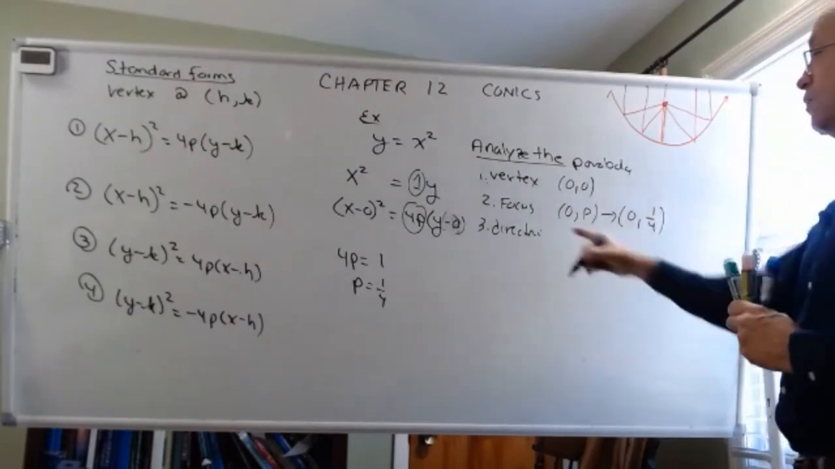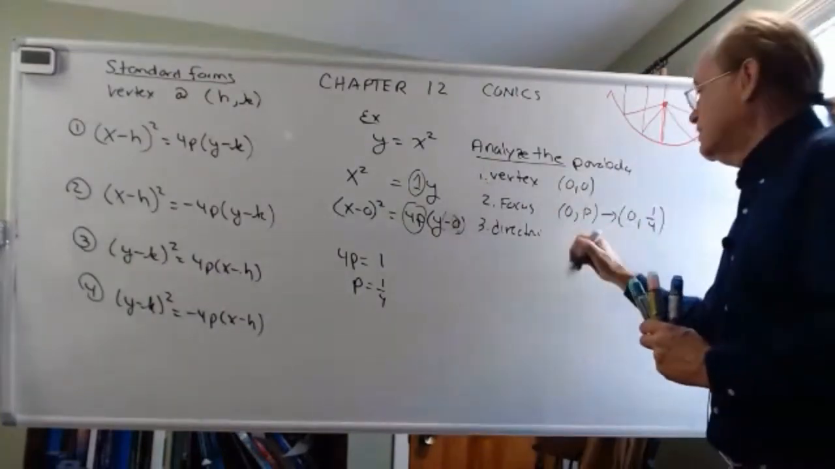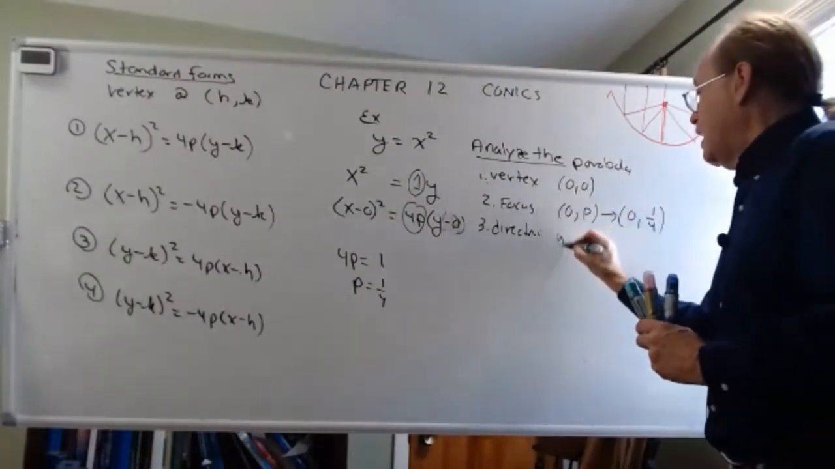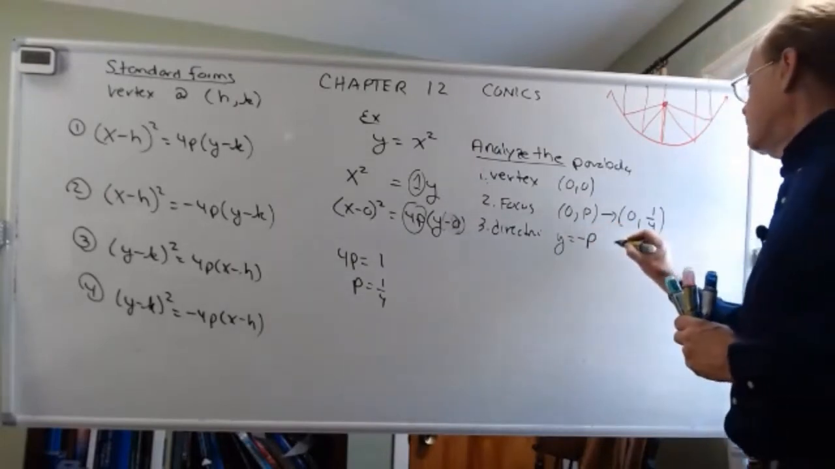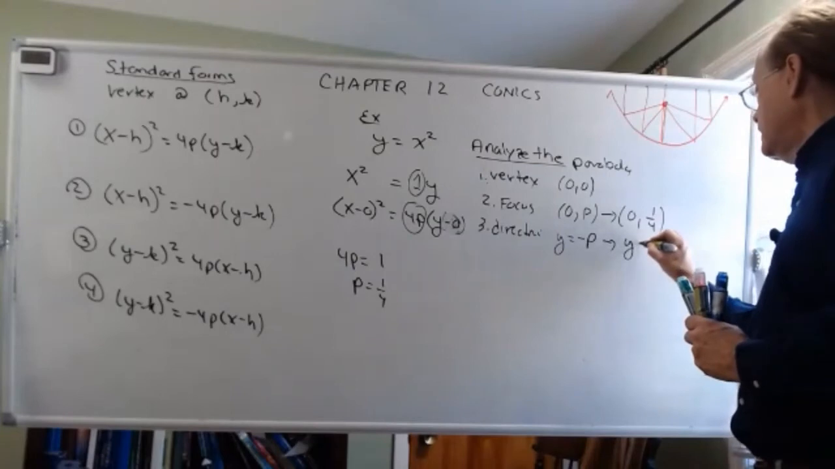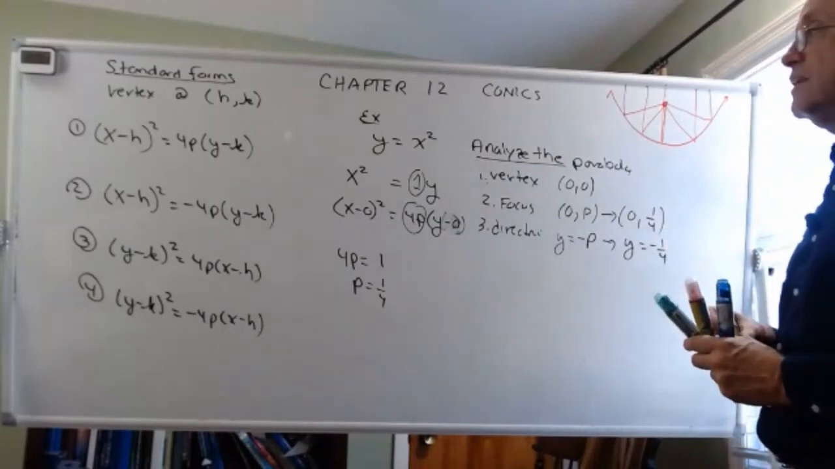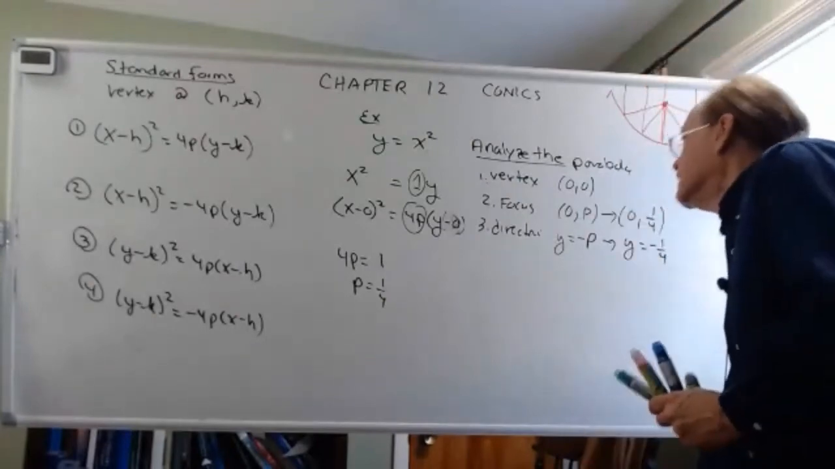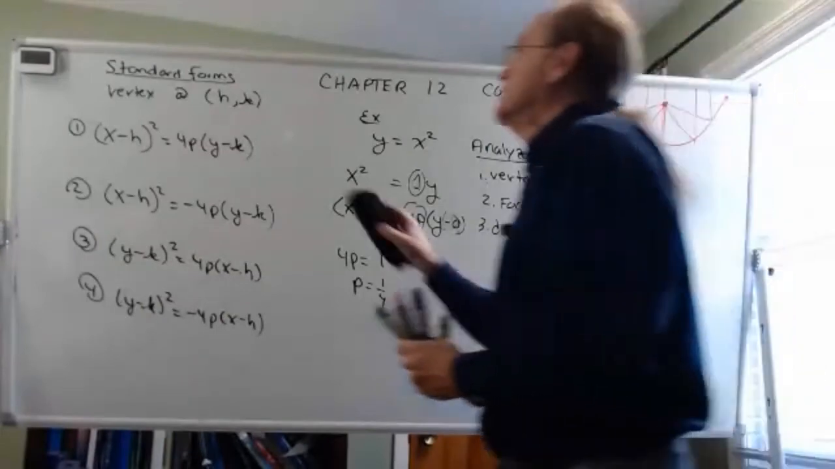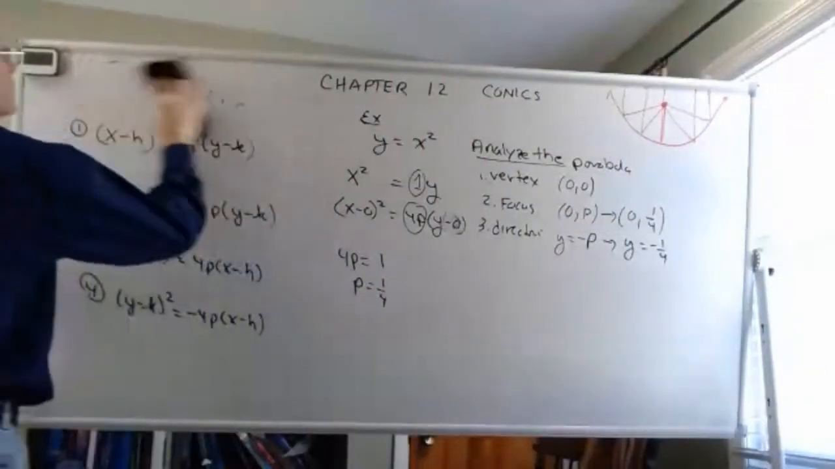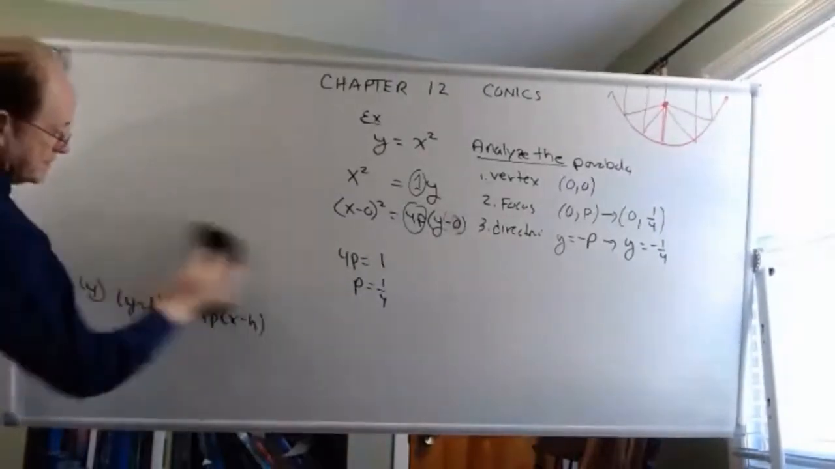Well, what about the directrix? Since the vertex is here, the directrix is the line y equals the negative of p, that's how we define that. In that case, we get y is equal to negative 1/4. So if I was analyzing that, I found its vertex, its focus, and its directrix. Let's show it geometrically, and then we'll do another couple of examples.